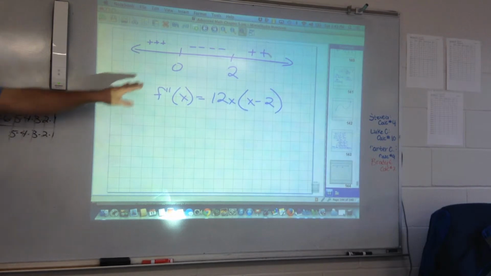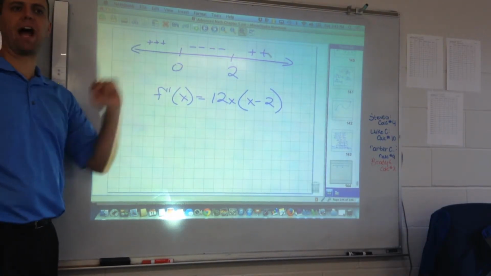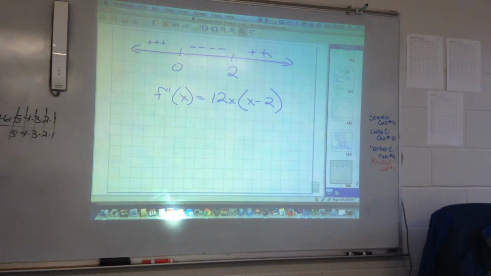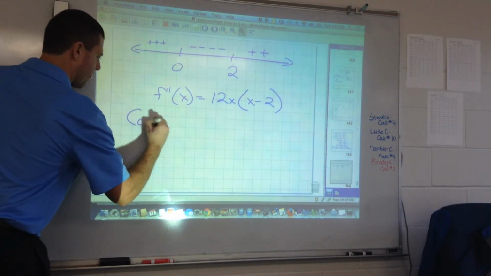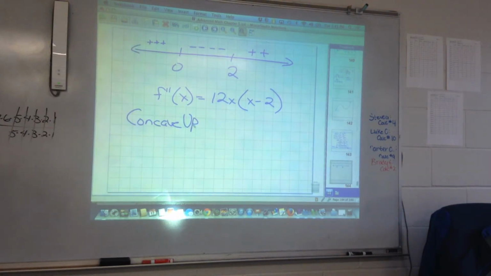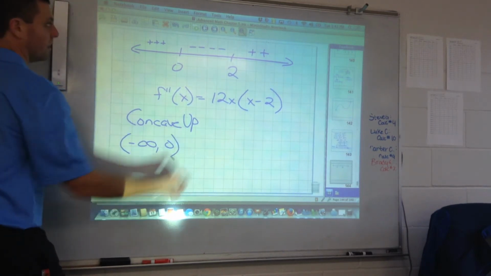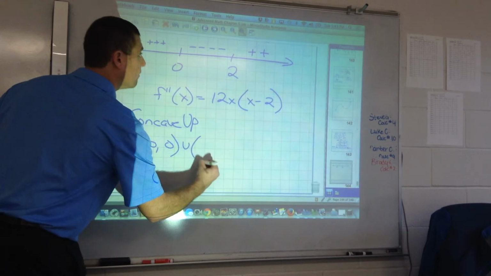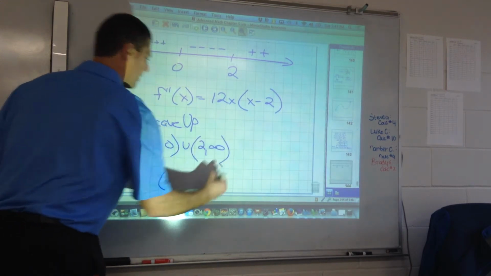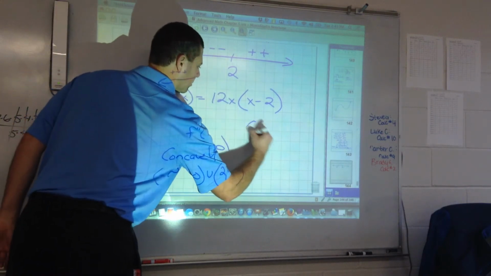Okay, so what this means is from negative infinity to 0, the graph is concave up, because I got a positive number there. Yep. And then it's also concave up again from 2 to infinity. So it's not between. Okay, that makes sense. And then it's concave down from 0 to 2.